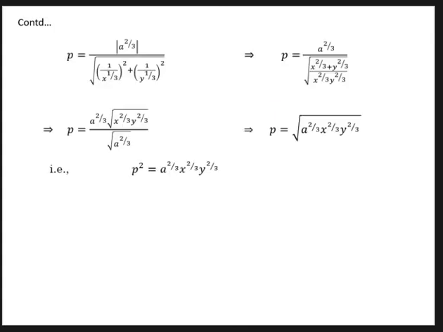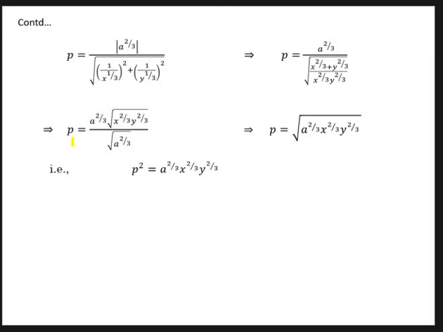Now the perpendicular distance p is given by modulus of a to the power of 2 by 3 by root of 1 by x to the power of 1 by 3 whole square plus 1 by y to the power of 1 by 3 whole square. So which implies that p is equal to a to the power of 2 by 3 by root of x to the power of 2 by 3 plus y to the power of 2 by 3 by x to the power of 2 by 3 into y to the power of 2 by 3.